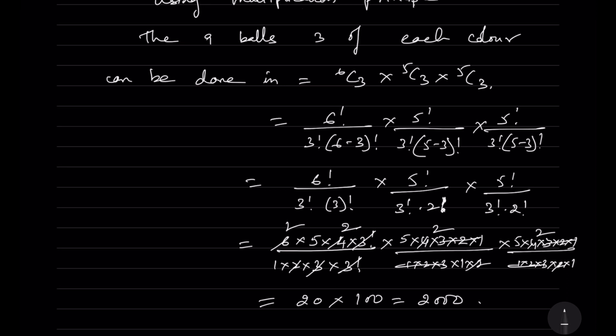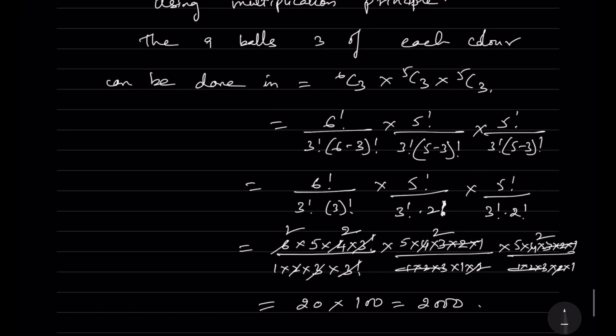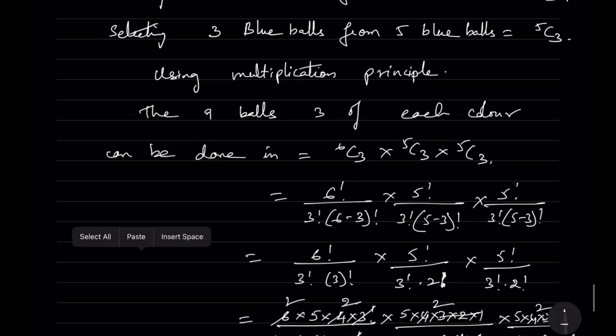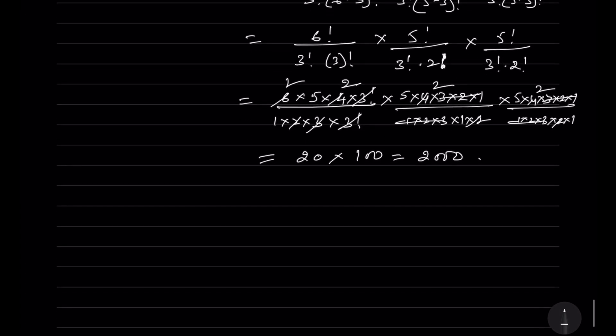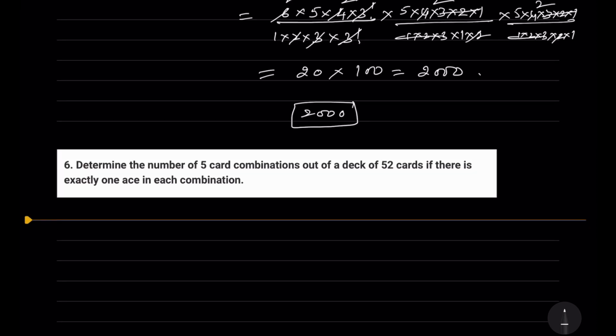So now we'll go into the next problem. So the 9 balls, 3 of each color, can be done in 2000 ways. So the answer here is 2000.